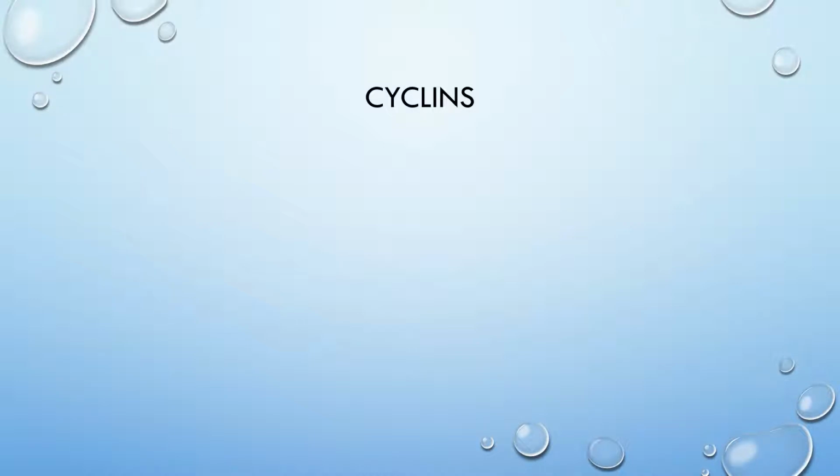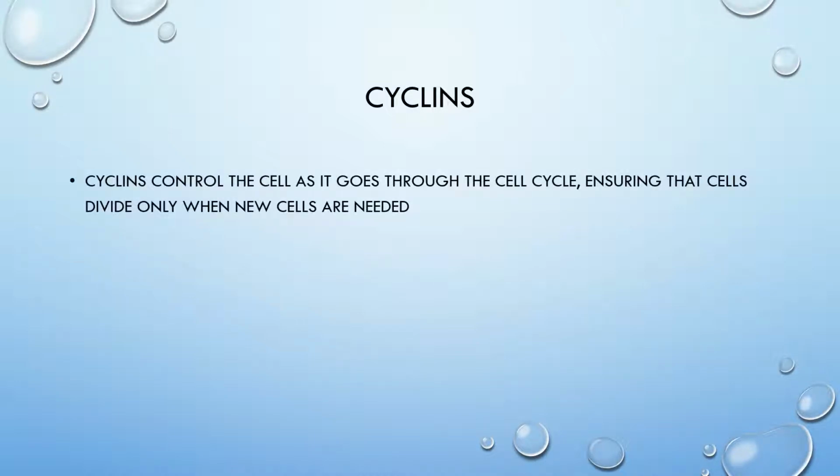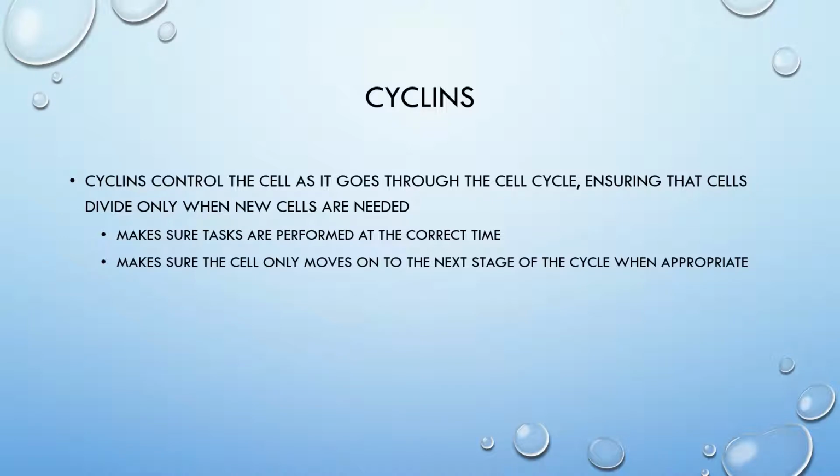Next, we're going to go over cyclins. Cyclins control the cell as it goes through the cell cycle, ensuring that cells divide only when new cells are needed. Cyclins make sure tasks are performed at the correct time. And they also make sure the cell only moves on to the next stage of the cycle when appropriate. For instance, if I don't need that many white blood cells, cyclins would control the multiplication of white blood cells in my body so that I don't have too many.